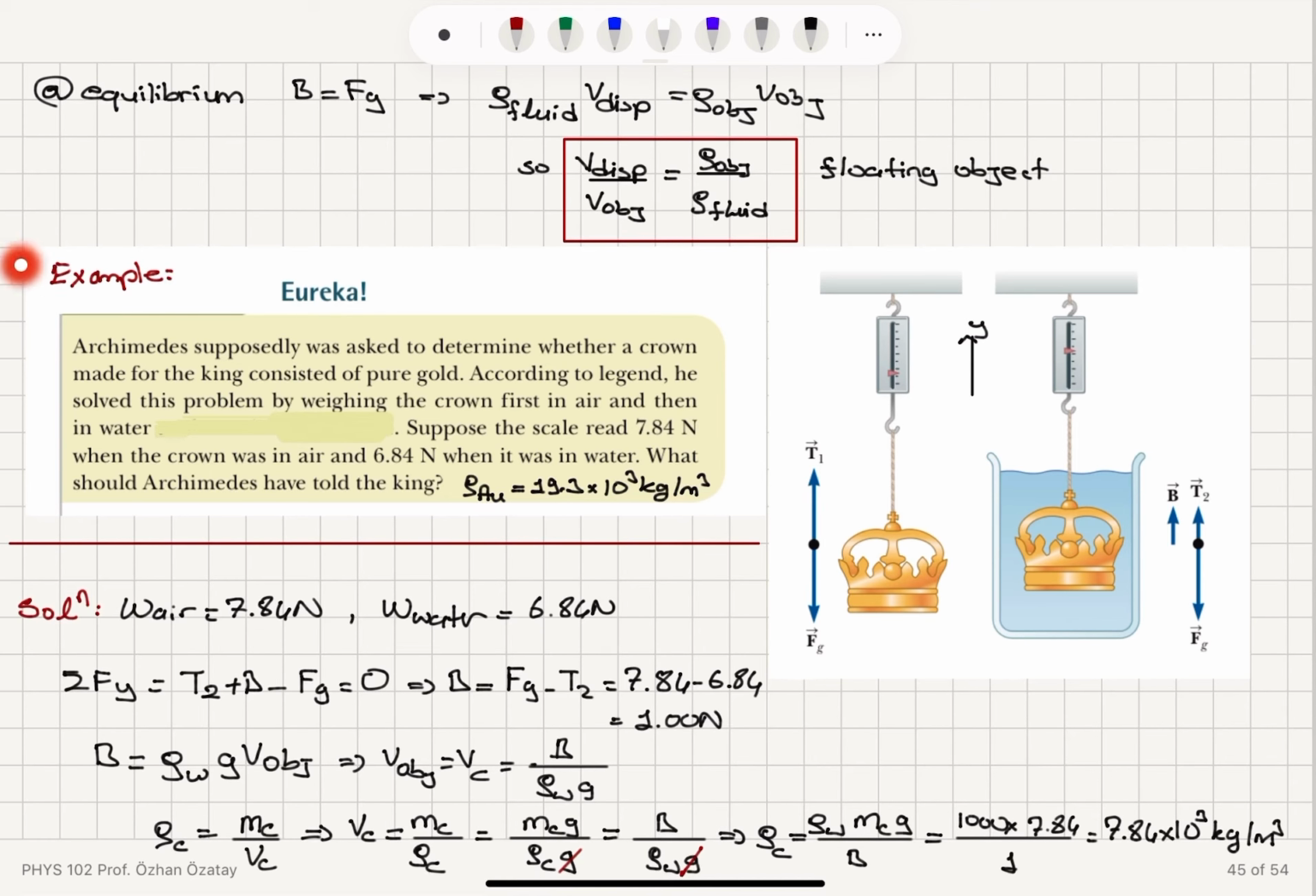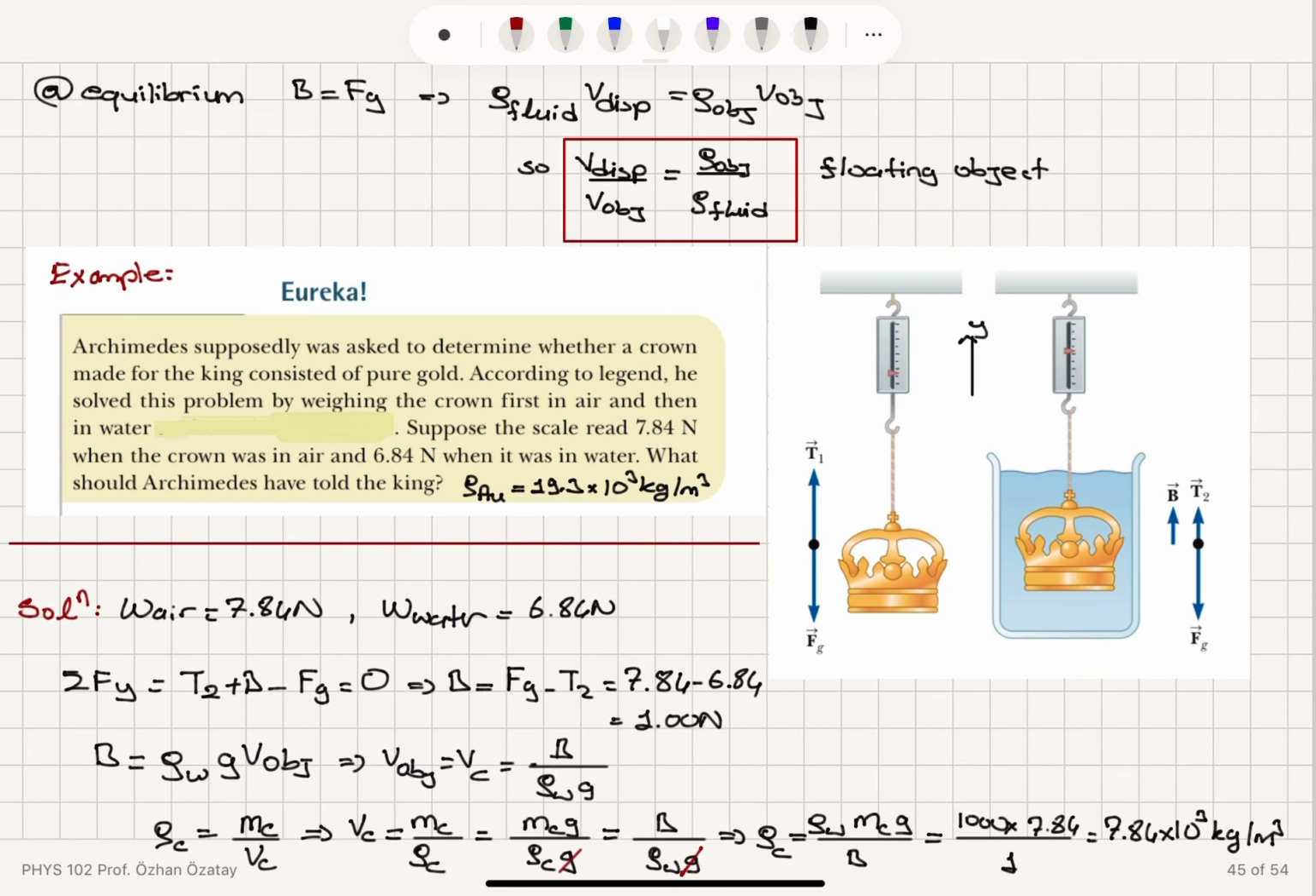The first example we have seen was regarding a legend. Archimedes was asked to determine if a crown was pure gold or not, which he did using a spring scale. So the scale reading, first in air, shows the true weight of the crown, and then we immerse it into water and we see a different tension here because of the buoyant force.